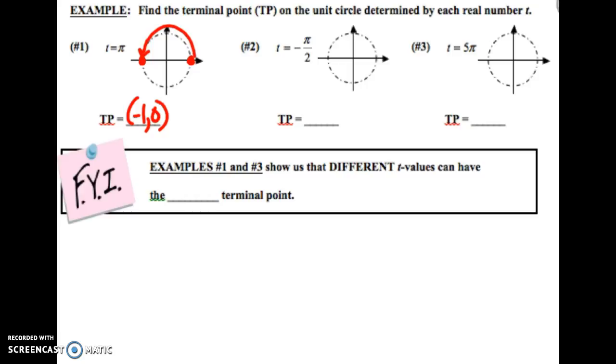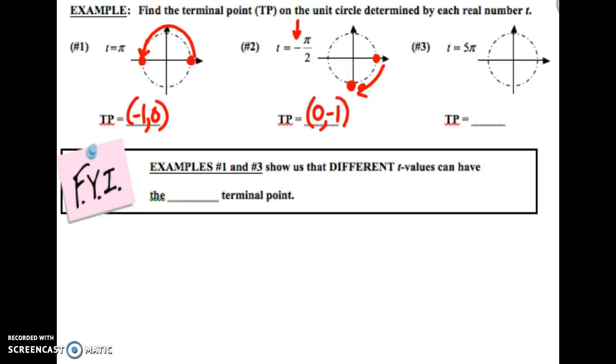The second one, our t value is negative pi over 2. Now we have a negative t value, which means that from our starting point, we are going to be going clockwise, not counterclockwise this time. Pi over 2 is a 90-degree rotation around the unit circle. So we're going to stop right there on the bottom. The terminal point right there on the unit circle is (0, -1).